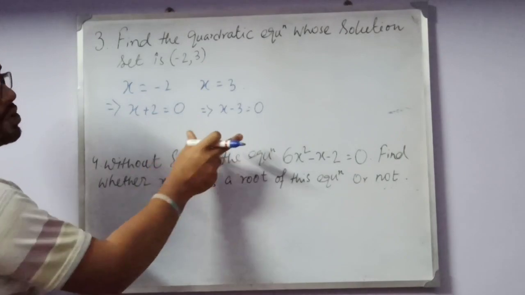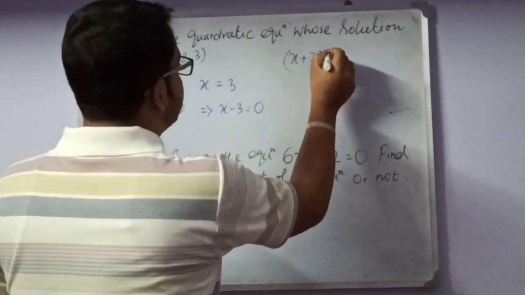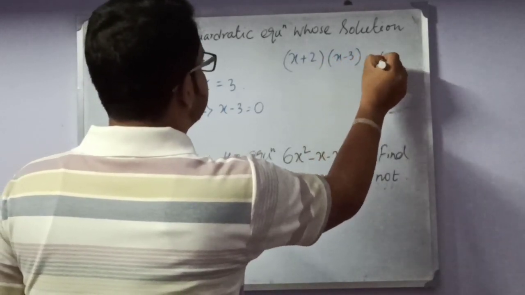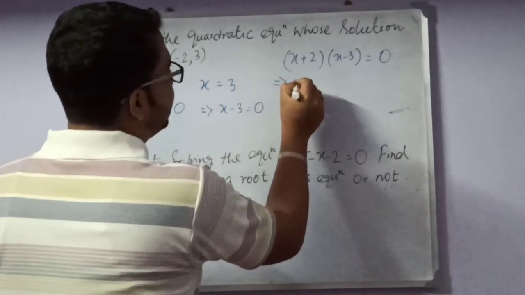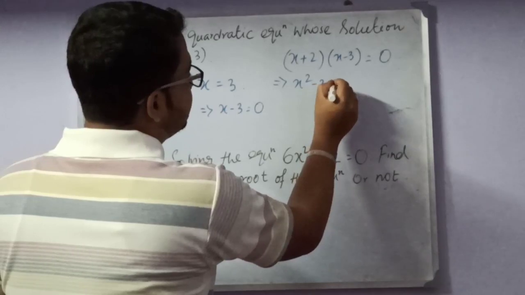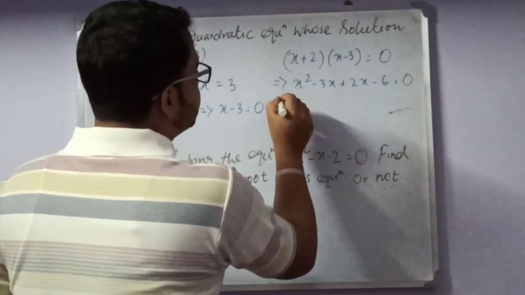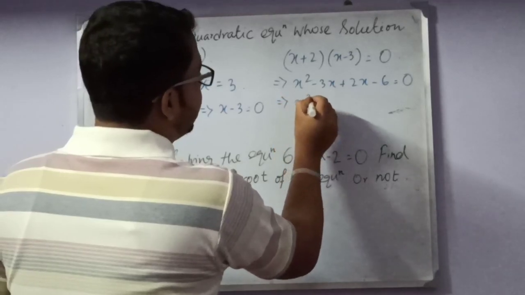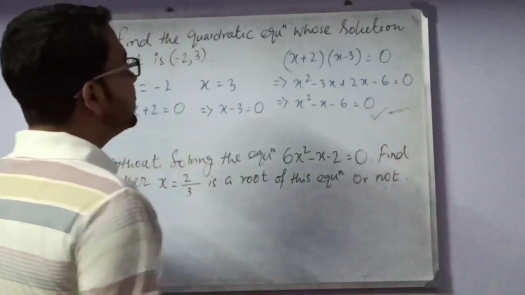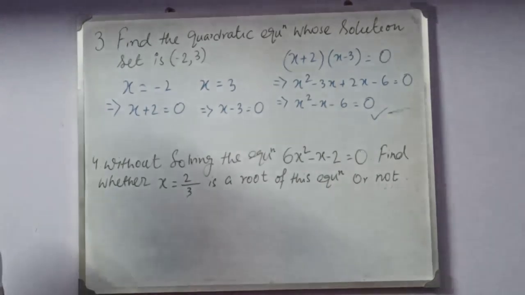Now combine these two equations. x plus 2 into x minus 3 is equal to 0, and just multiply it: x square minus 3x plus 2x minus 6 is equal to 0. So x square minus x minus 6 is equal to 0. This is my required quadratic equation for this solution set.